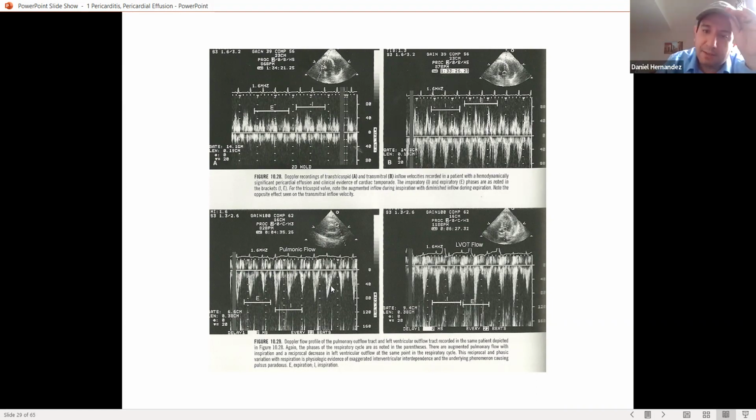It can also be documented with our outflow tracts, so our pulmonic outflow and our LVOT outflow. Same thing on the left side of the heart: with inspiration, we have decreased outflow. Expiration, we have increased. And then it's opposite with our pulmonic flow.